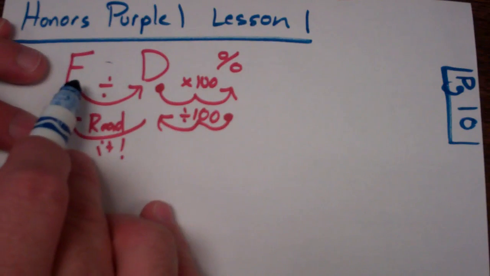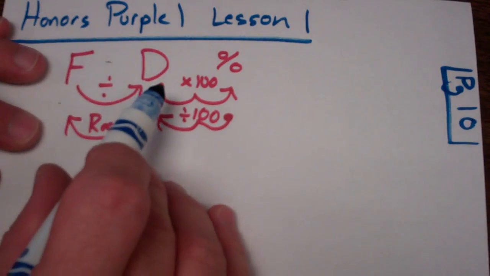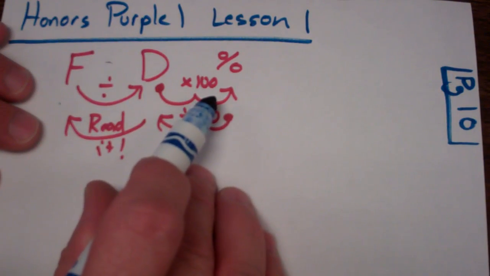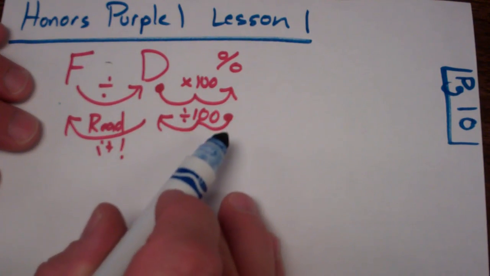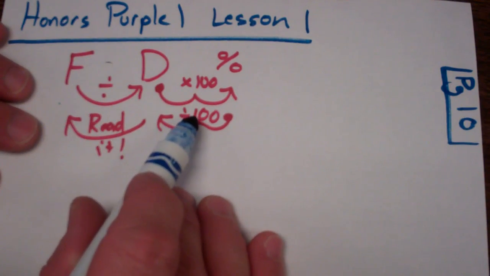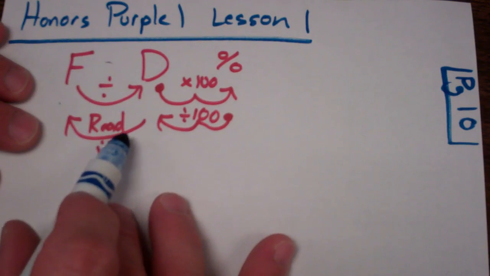We need to know the connection. To go from a fraction to a decimal, you divide. To go from a decimal to a percent, you bounce the decimal 2 places right, which means you're multiplying by 100. To reverse that, you divide by 100, remove the decimal 2 places left, and then you can read it.